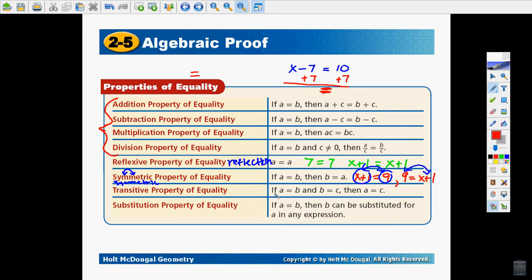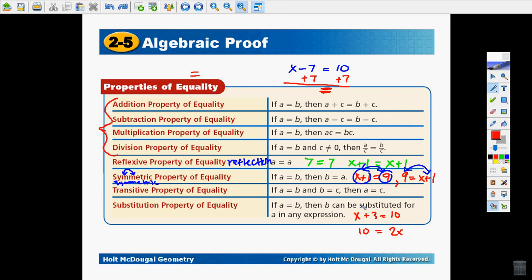Transitive is the next one. Transitive property says that if A equals B and B is equal to C, then that means A is equal to C. Okay, so this one, for example, let's say I have if x plus 3 equals 10, and 10 is equal to 2x. Well, what does that mean about x plus 3 and 2x? It means that they're equal.